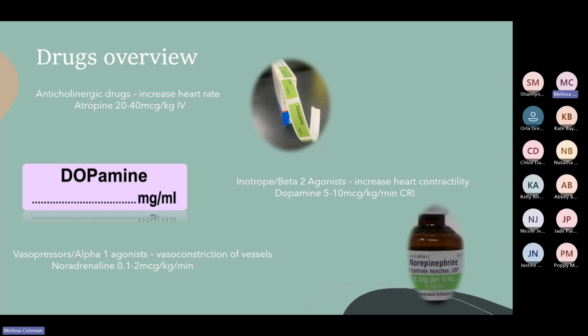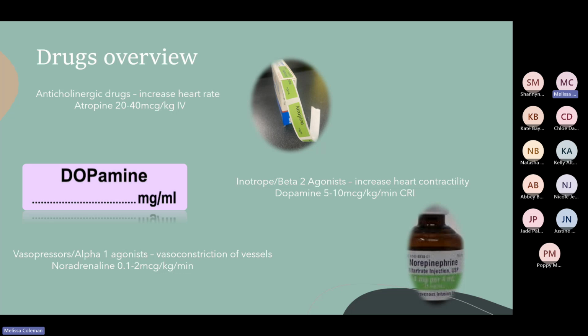So it's best on a CRI, at 5 to 10 micrograms per kilo per minute. You start on 5, and then you can titrate it up slowly until you get the desired effect that you want, and then you would just keep them on that for the rest of the surgery. You can titrate it down if need be, but generally once they're happy on it, you can keep it on.